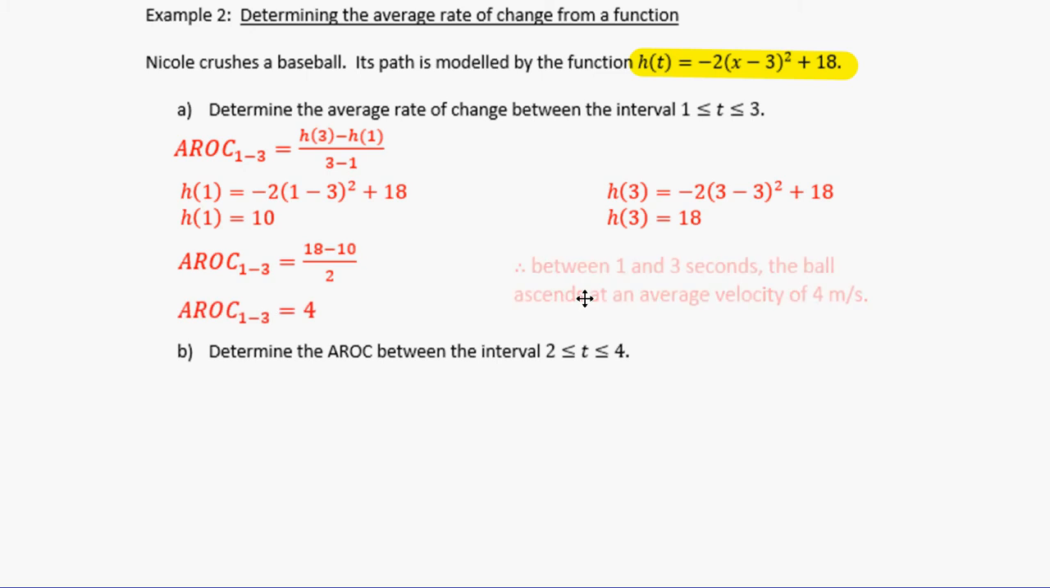Write a therefore statement: therefore between 1 and 3 seconds, the ball, the subject, again, ascends. Direction is positive, so it's going up, at an average velocity of 4 meters per second. There's the first one. Let's try the next one.